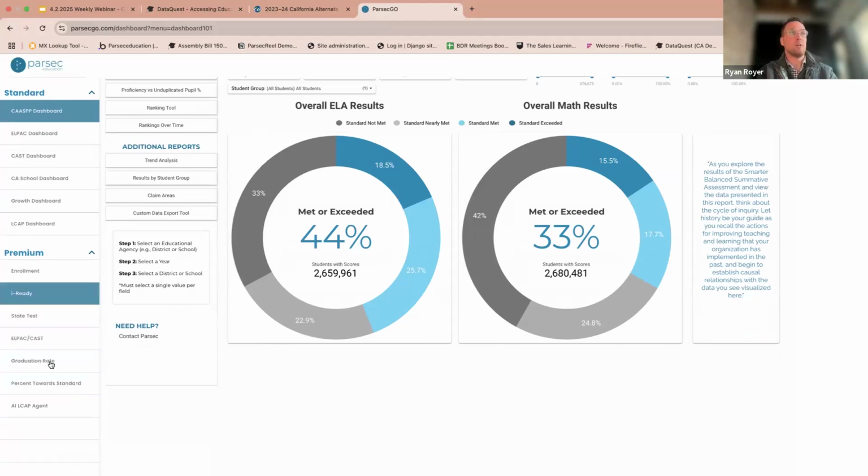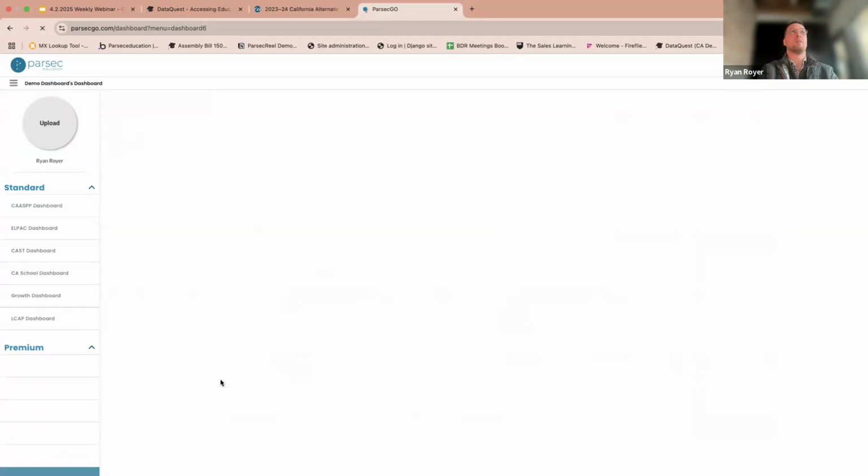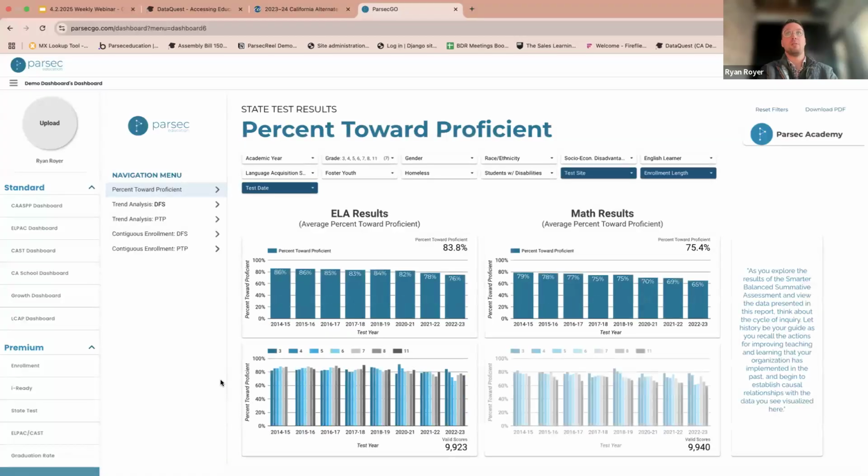But here under your graduation rate dashboard, you should find your percent towards standard or percent towards proficient. We're still working on the universal name change. And that will give you the ability to view the data according to proficiency. And we have distance from standard and proficiency in here, so you can use both. So this should be useful in communicating to boards, communicating to parents, because distance from standard is just complicated.